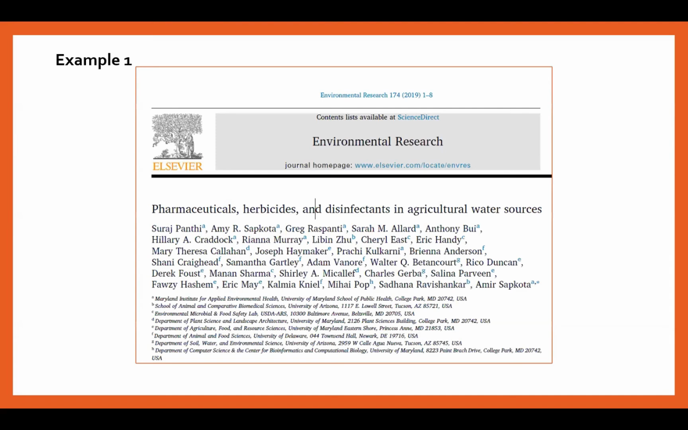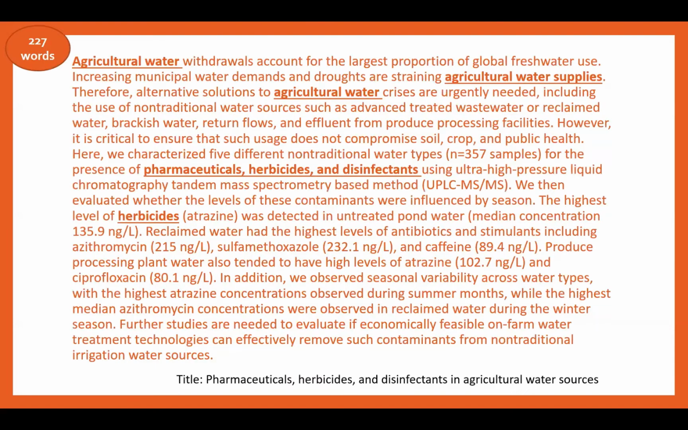So here's an example of an article from Environmental Research, on pharmaceuticals, herbicides, and disinfectants in agricultural water sources. So a very general title, but I wanted to point out it's 227 words. The title is on the bottom. I highlighted keywords throughout this abstract, and I want to show you how the authors continue to use the same keywords. That's what I mentioned earlier.